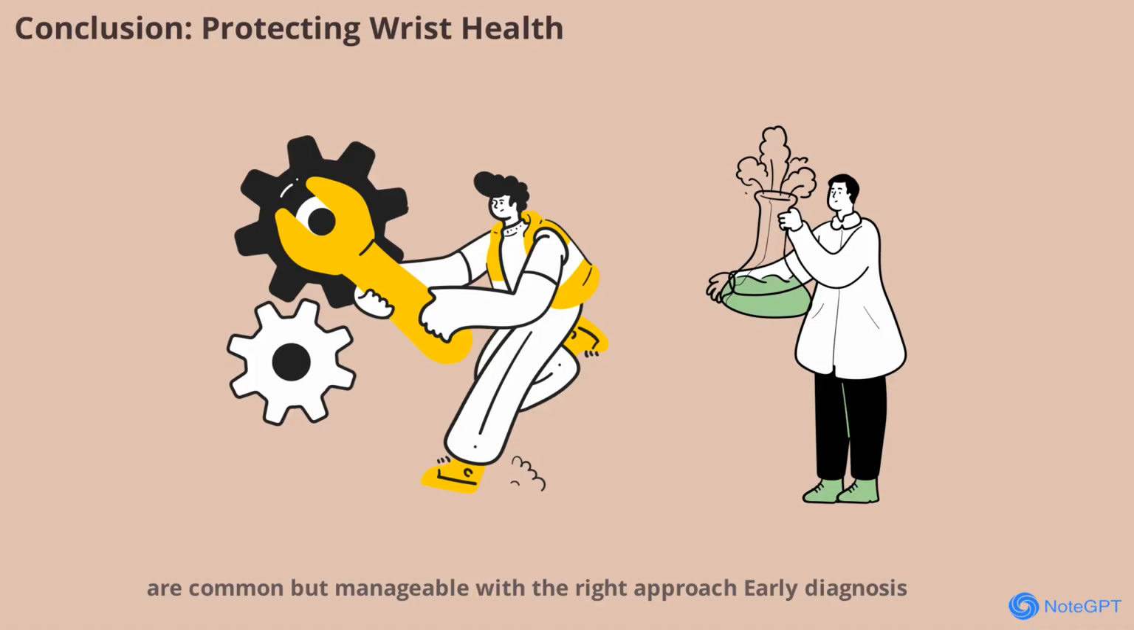Early diagnosis, appropriate imaging, and individualized treatment are key to preventing long-term disability. By understanding the mechanisms and clinical features of these injuries, and by working closely with healthcare professionals, patients can achieve optimal recovery and maintain wrist health for years to come. Stay proactive, recognize symptoms early, and don't hesitate to seek expert care when needed.